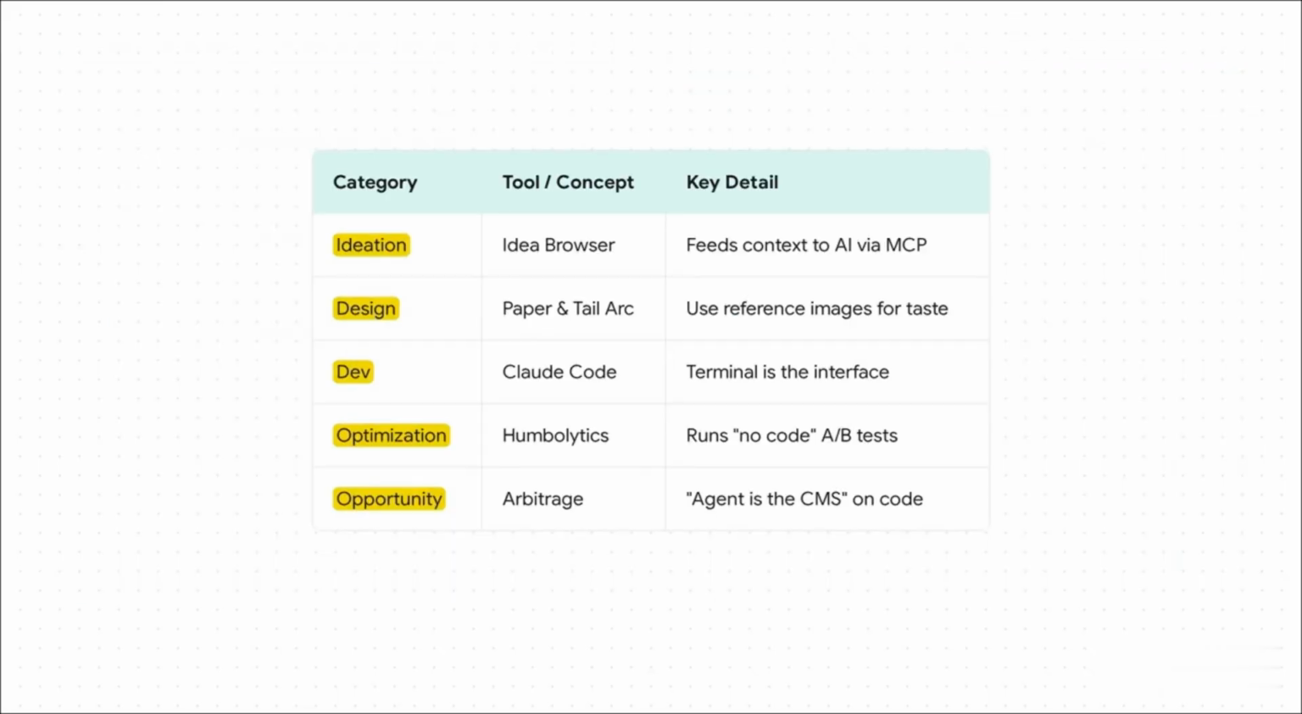So let's do a quick high-density recap. This is your workflow cheat sheet. Ideation. You're using Idea Browser to feed context to the AI. Design. It's all about paper and Tailork for that taste-driven approach. Development. It lives in Claude Code right in the terminal. Optimization. That's automated with Humbolytics. And the big opportunity? The arbitrage is realizing that the agent is the new CMS.